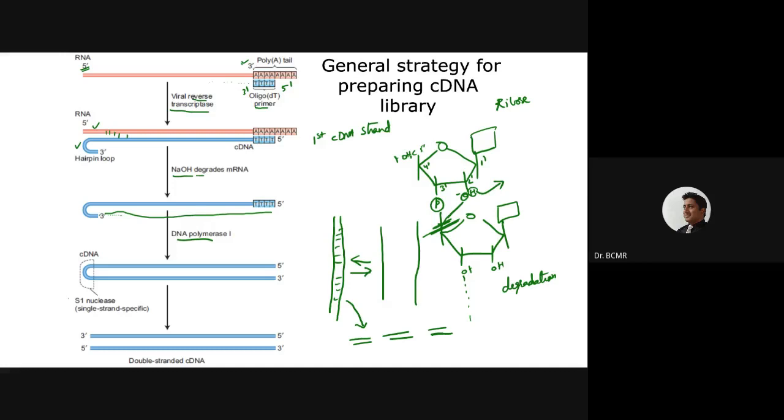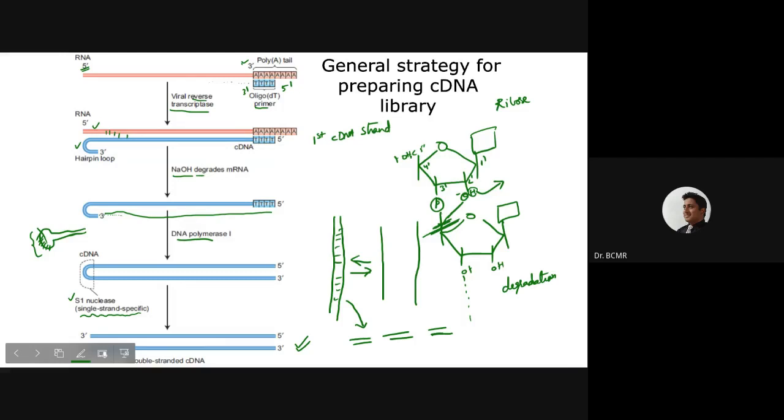But we can make it double stranded by using S1 nuclease, which is a single strand specific DNase. So usually this end, although it's shown like this, would be something with a small hairpin loop like this. So in all of this DNA, only this part would have been the single stranded one. So S1 nuclease would degrade this DNA like this. And now what you will be left with is a double stranded cDNA.